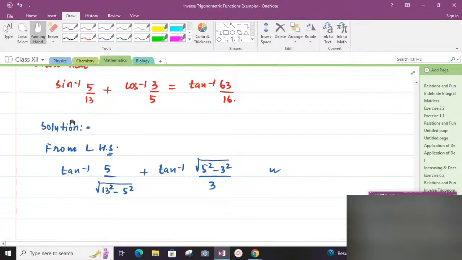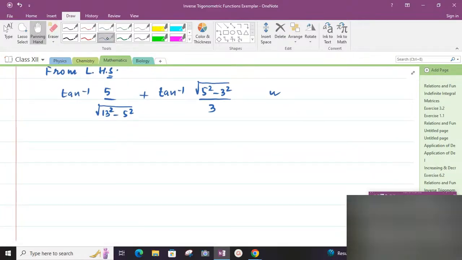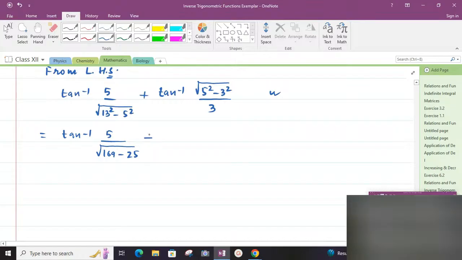Let's see the next step. So we write down here equal to tan inverse, and here will be 5 by root of the square of 13 is 169 minus the square of 5 is 25, and plus we write down here tan inverse, and the square of 5 is 25 and the square of 3 is 9 over root, by here will be 3. Hope that there is no problem to understand up to this step.